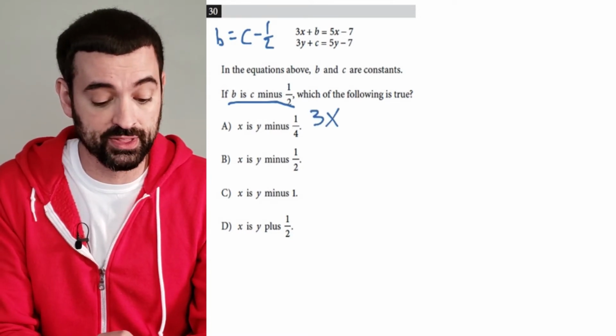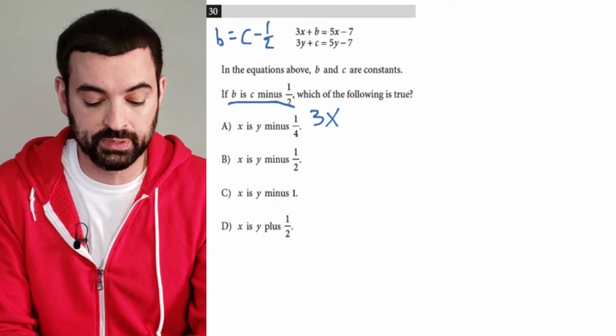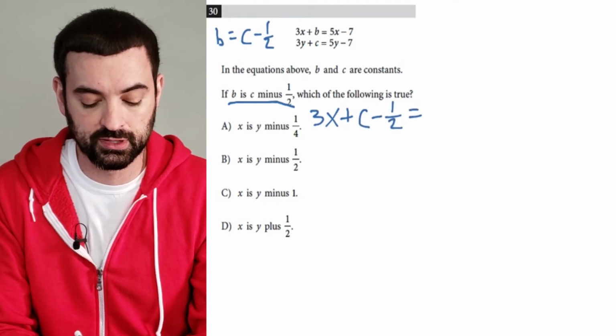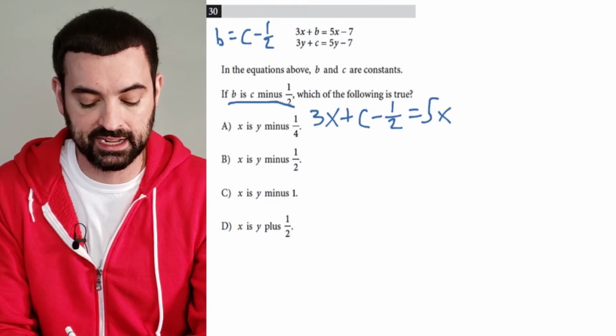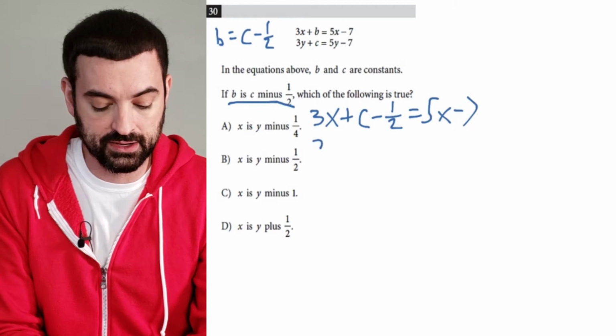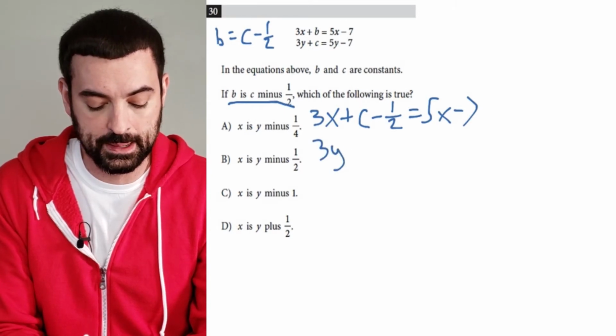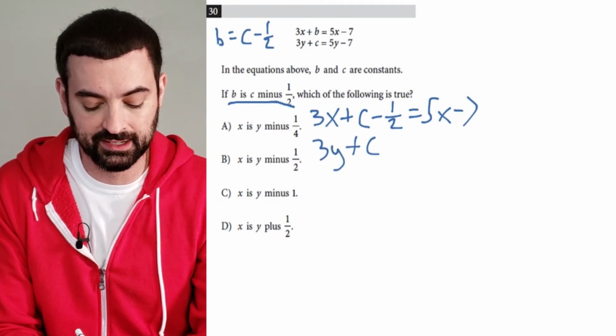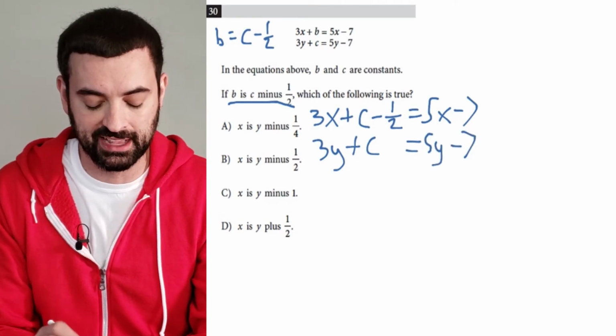3x, and we know that C minus 1/2 is equal to B, so I'm going to rewrite this as 3x plus C minus 1/2 equals 5x minus 7. And then I know that 3y plus C equals 5y minus 7.